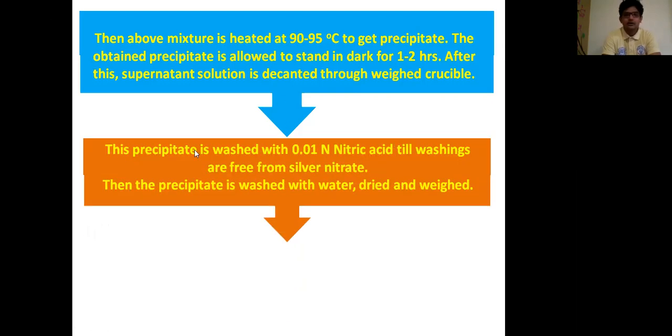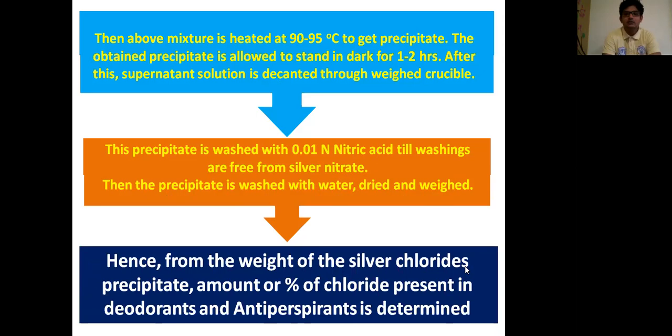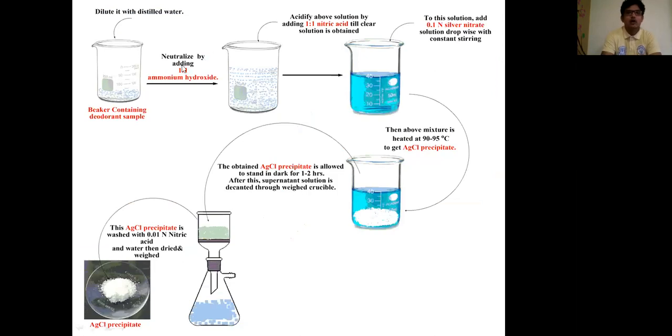This precipitate of silver chloride is washed with 0.01 normal nitric acid till washings are free from silver nitrate. Then the precipitate is washed with water, dried and weighed. So from the weight of silver chloride precipitate, the amount or percentage of chloride present in deodorant and antiperspirant is determined. So these are the detailed steps used to estimate the amount of chloride present in the deodorant or antiperspirant sample. The same procedure is explained here in the form of a picture.